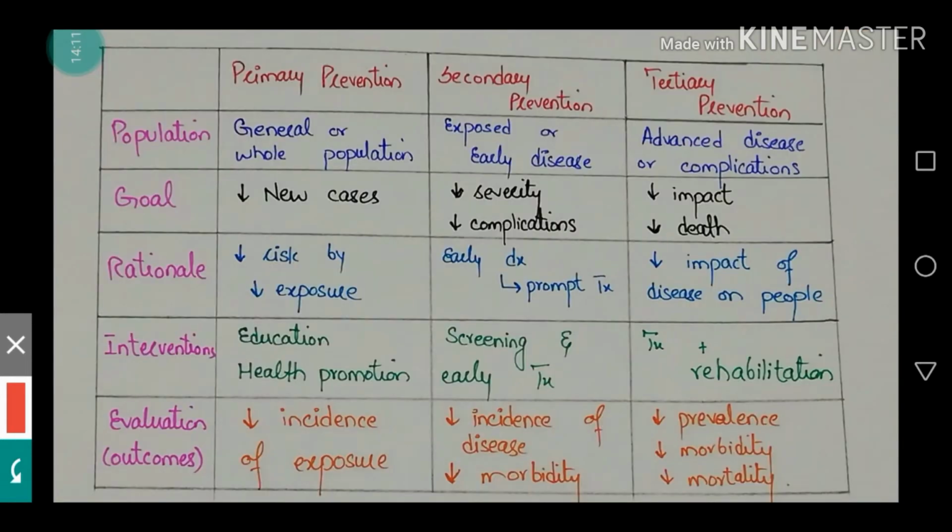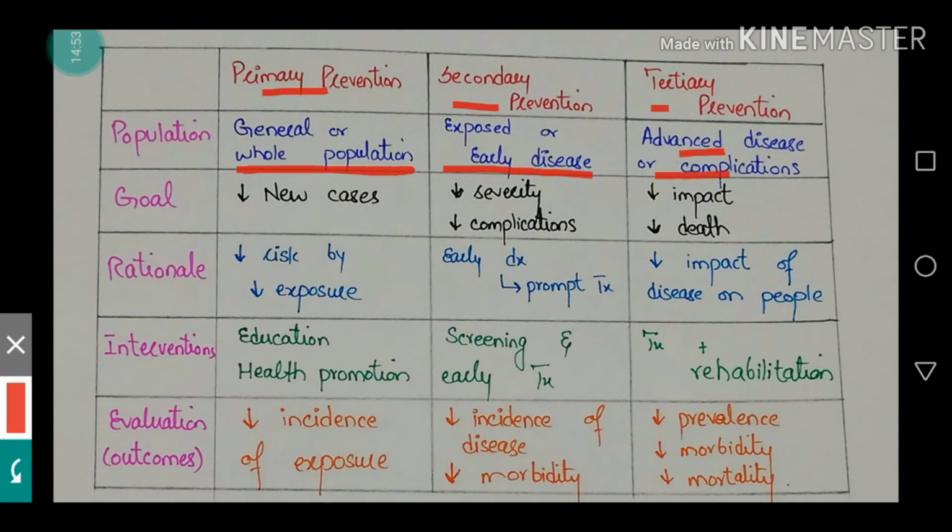So through psychological rehabilitation, the depression and various other components of psychological impact can be dealt with. Lastly, a very small comparison between these levels of prevention in terms of different components. Now, primary prevention has a population that is termed as whole or general population. As I have already explained, all the population which is susceptible to any disease can be prevented by primary prevention. In terms of secondary prevention, the population that will be included will be those who are exposed or those who are in the early stage of that disease. In tertiary prevention, the advanced disease patients or complicated patients will be included.